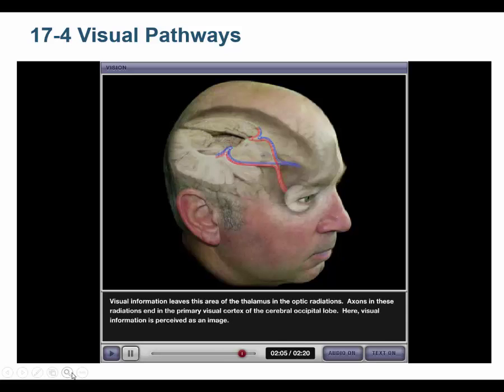Visual information leaves this area of the thalamus in the optic radiations. Axons in these radiations end in the primary visual cortex of the cerebral occipital lobe. Here, visual information is perceived as an image. All right, so that's a wrap up of the eye.